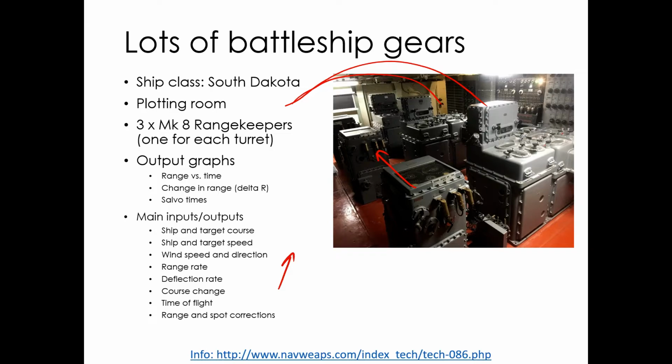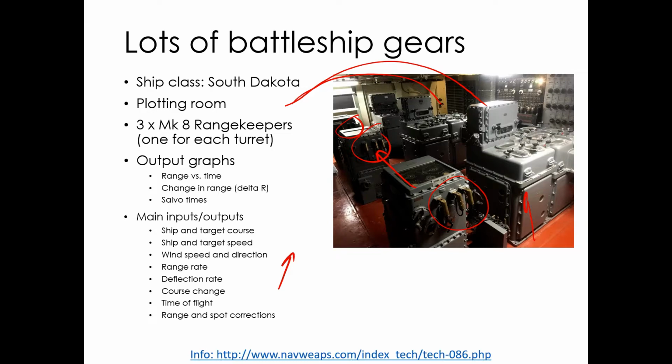They made mechanical systems that would do addition, subtraction, multiplication, division, integration, differentiation, and they put these things all together in these boxes and made mechanical computers for calculating what angle you needed to fire, what elevation, what timing. They calculated all of that, and then that got used to actually fire the big guns. I believe these are the Mark 8 range keepers. There's one for each turret here.